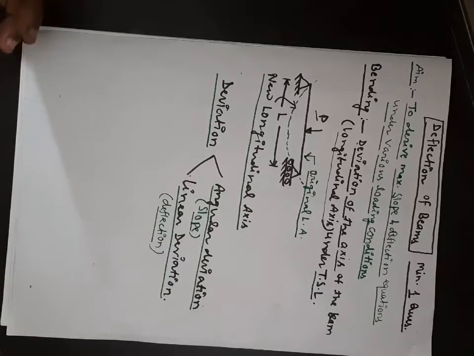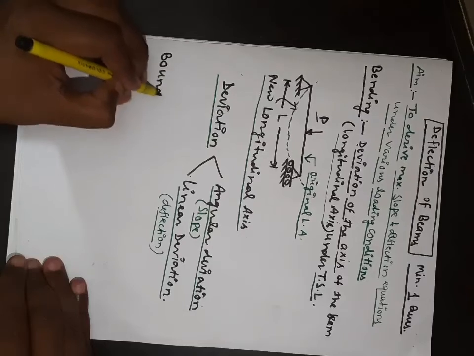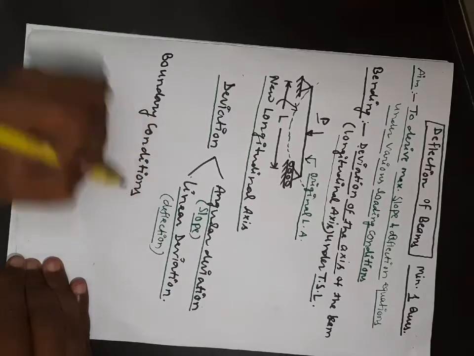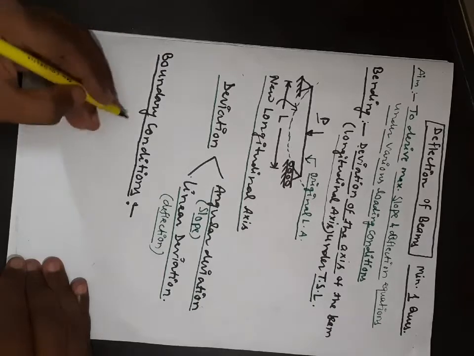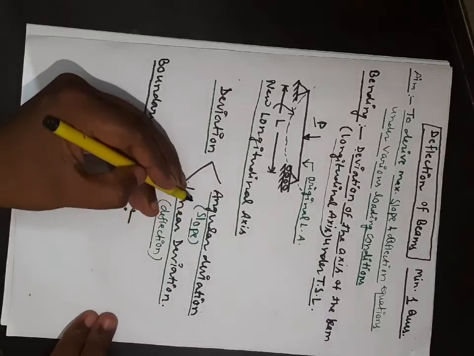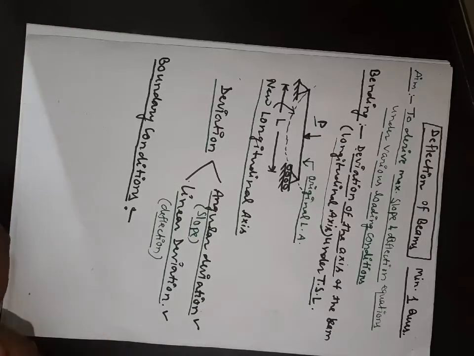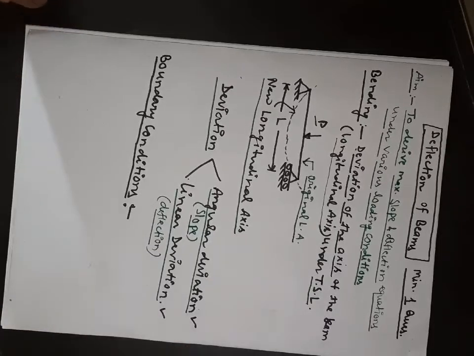So students, let me tell you some boundary conditions. Boundary conditions are the most important things to calculate the slope and deflection equations for a loading condition. But before going on to boundary conditions, let me clear one thing over here. What do you mean by angular deviation, or what do you mean by linear deviation? Later on we will discuss some examples which have been asked in GATE previous years. 2-3 problems we will take from previous year GATE question papers.